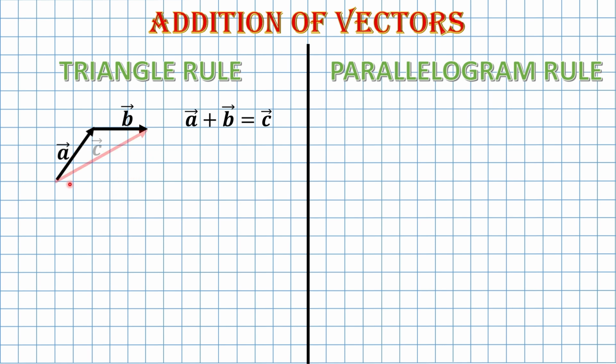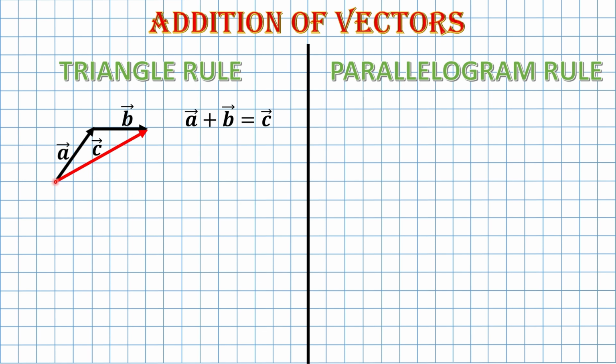And it will be vector C. To understand why this vector is pointing to this direction, not to this direction, let's remember one thing. So I'm going to explain it in an easier way so you can easily understand how to add vectors.